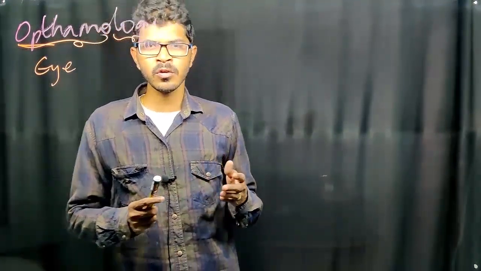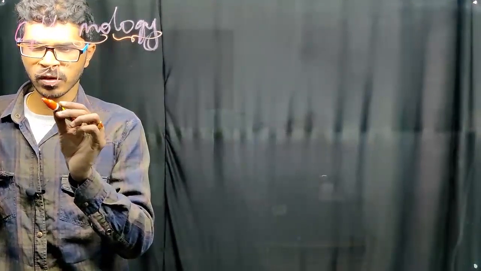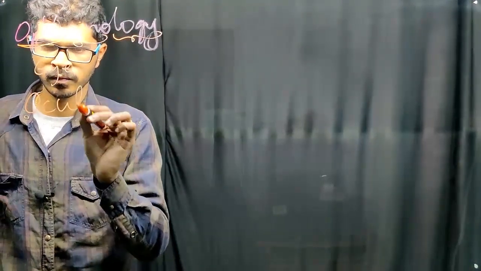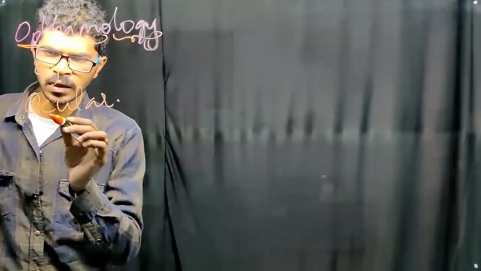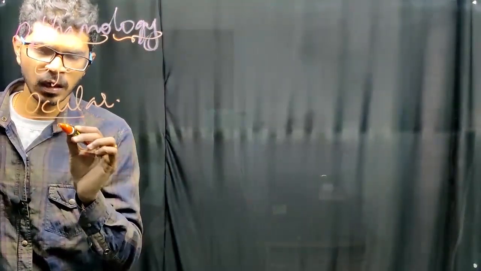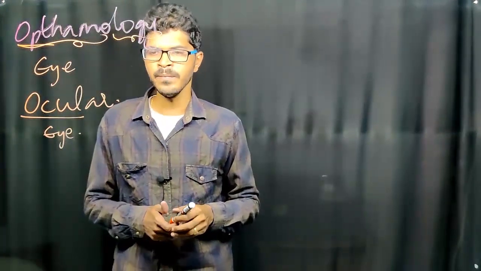So there is also another word which is concerned with the eye. There is also another word which we use very regularly. It is called ocular. Ocular also means eye. It is also a topic which is related to the eye.